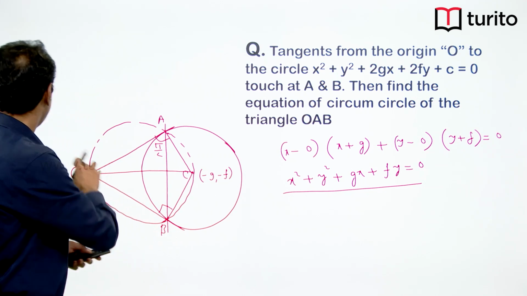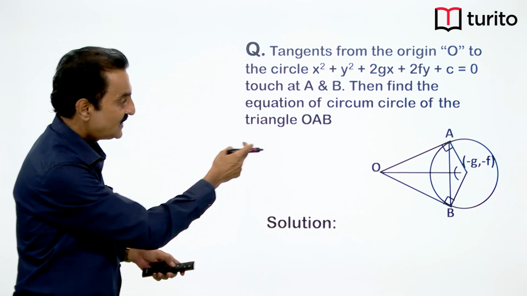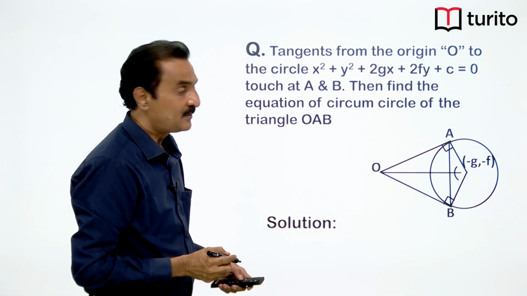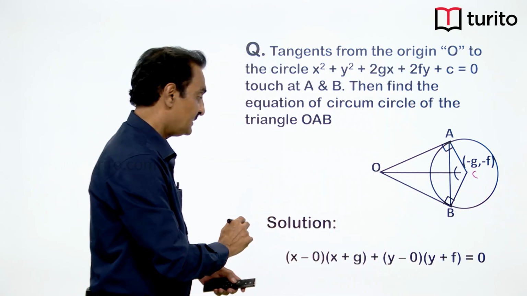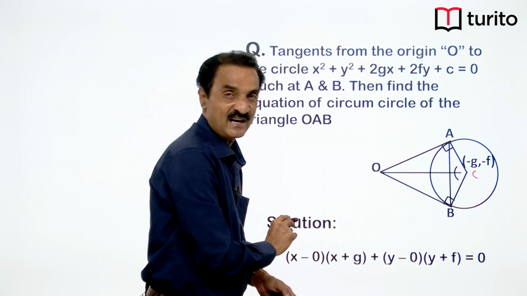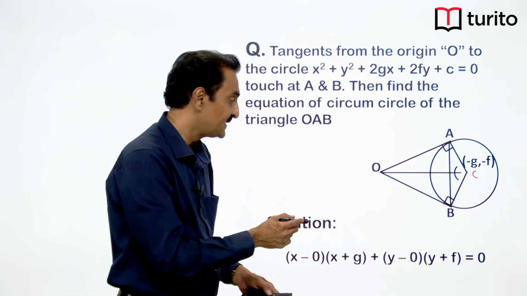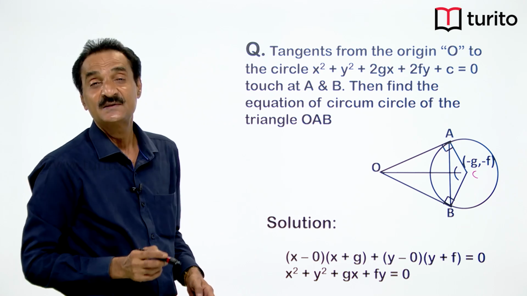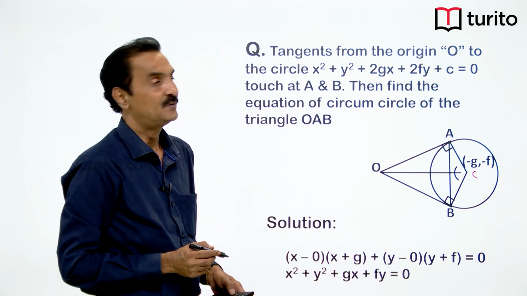Now, same steps I will show again. This is the diagram, center is (minus g, minus f), this is C. The required circle is the circle with OC as diameter, that is (x minus 0)(x plus g) plus (y minus 0)(y plus f) is equal to 0. So, our answer is x square plus y square plus gx plus fy is equal to 0.